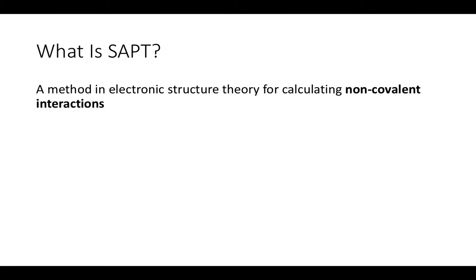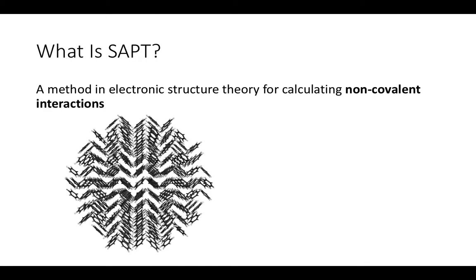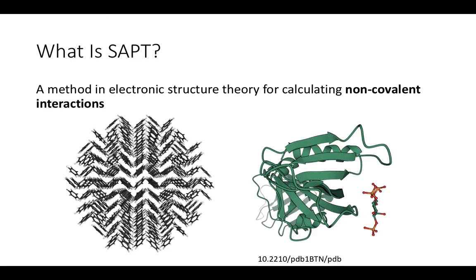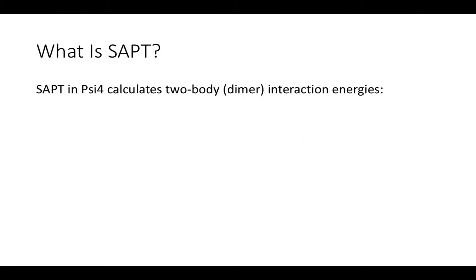Put briefly, SAPT is a method that calculates non-covalent interactions. Calculating non-covalent interactions, and doing so with quantitative accuracy, which is possible with SAPT, is really important if the problems that you work on are, say, how molecular crystals pack and what their crystal lattice energies are, or maybe how exactly ligands bind to proteins, both of which are problems that we've tackled with the SAPT code in Psi4.